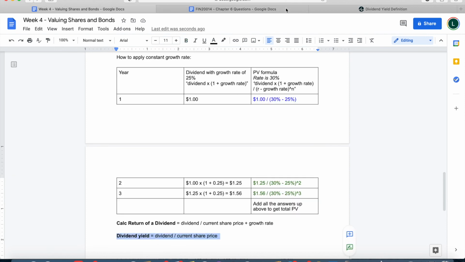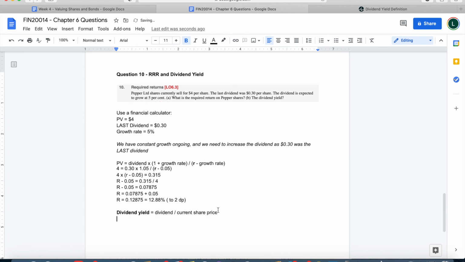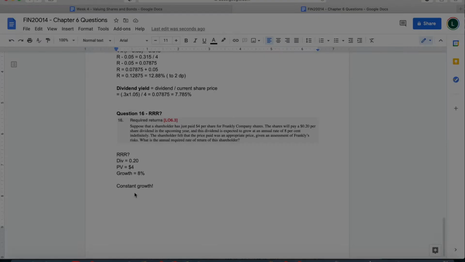We've got our little dividend formula. It's super simple, which equals our dividend. Now remember, we have to increase that by the growth rate. So we've got 3 times 1.05, divide by 4, which should equal this amount right here, which equals 7.875%. So there we go. That's how we calculate the last question to cover here.